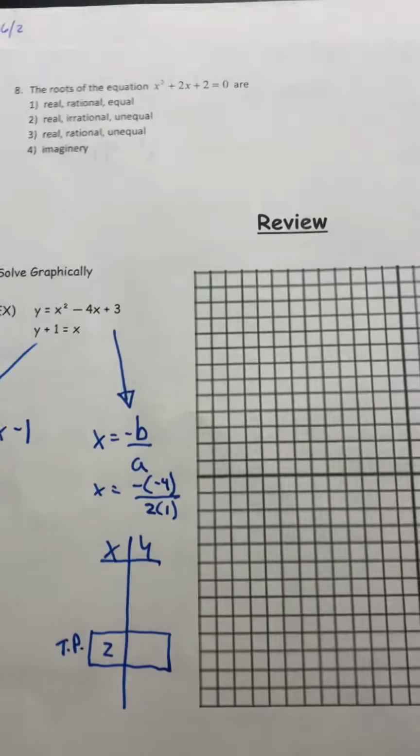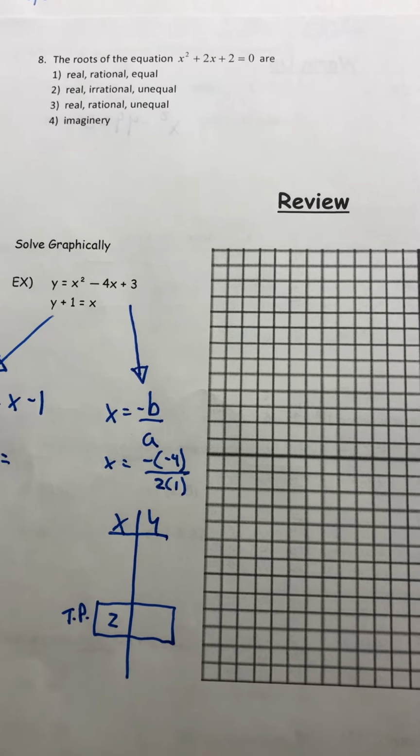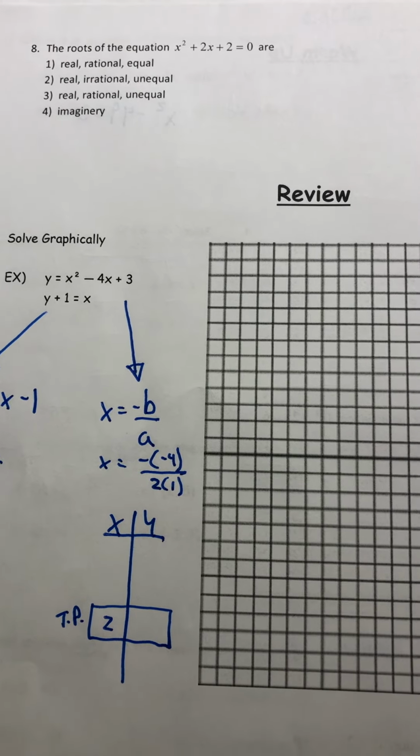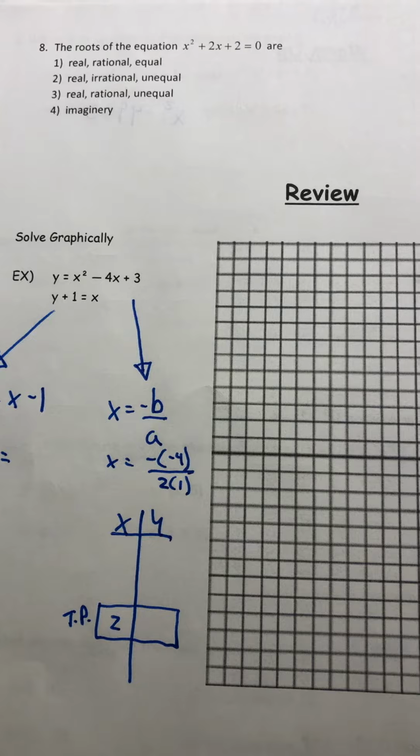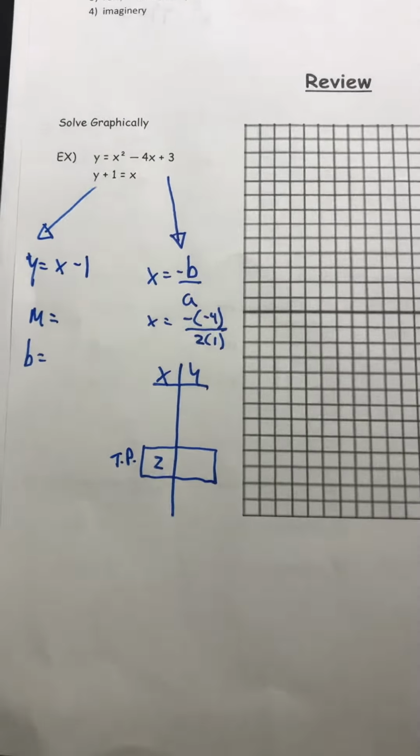You have a multiple choice question where it says the roots are. So you're going to use the discriminant and then describe what those are. So once again, discriminant, what's underneath the radical in the quadratic formula, b squared minus 4ac. Then you're going to solve graphically.